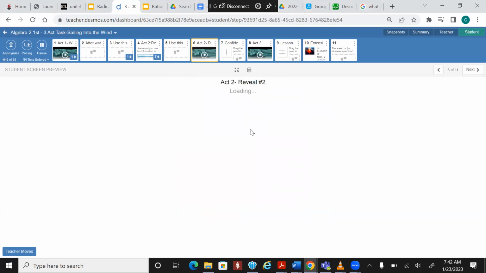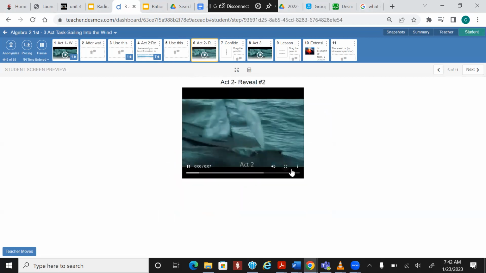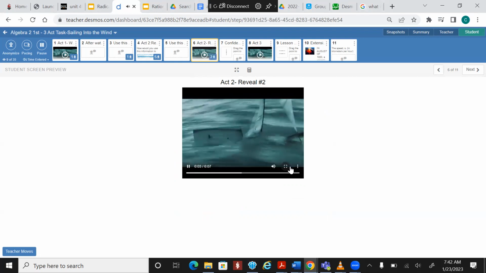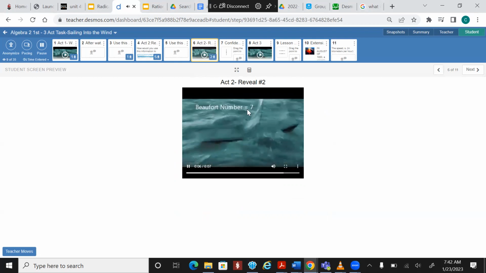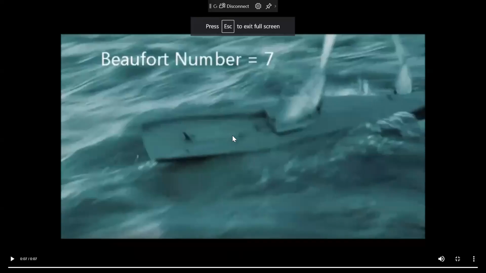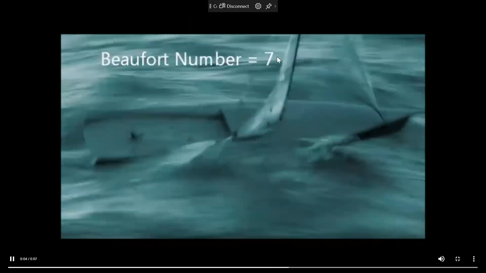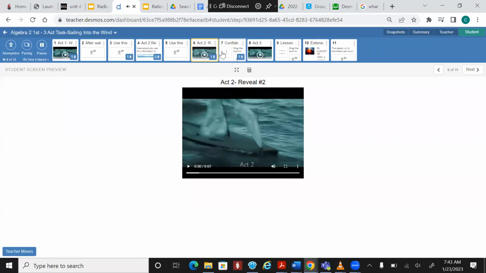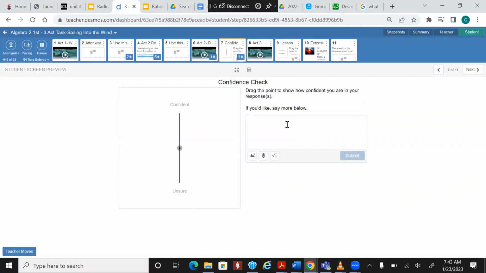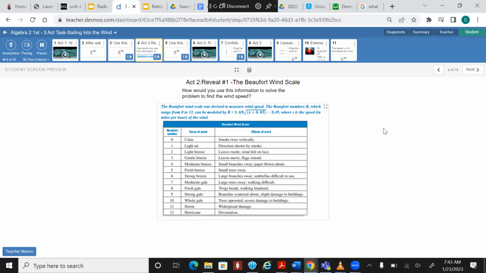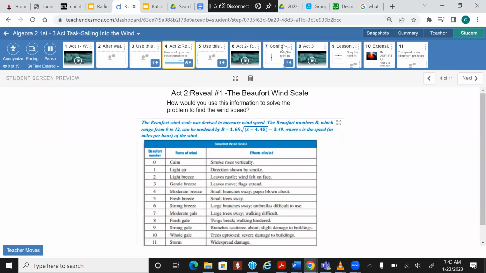Okay. Looking at act number 2. So they tell us what information? Here it is again. So they tell us it's a 7, right? Dang, y'all pretty good. Okay, so could you figure out what the wind speed is? Yeah, okay, go ahead and do that. I'll put it back up here. Okay, so we said it was going to be a 7.